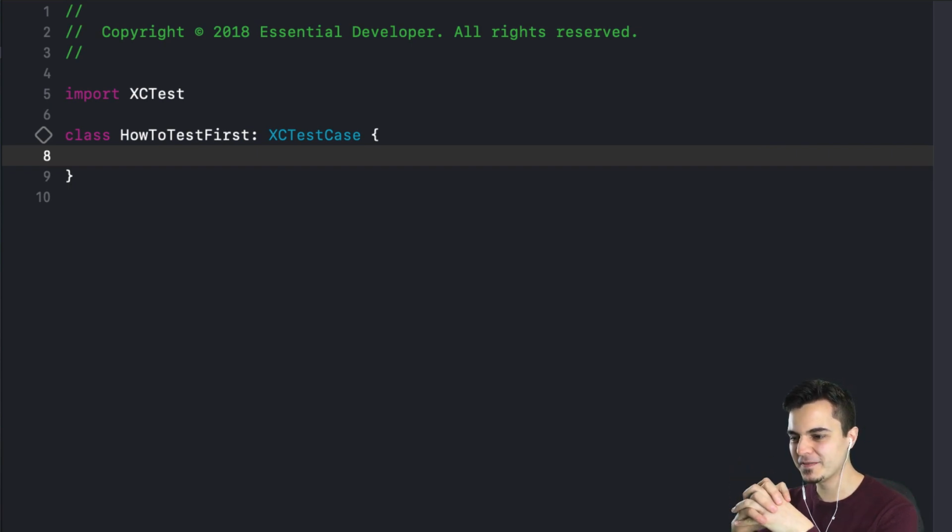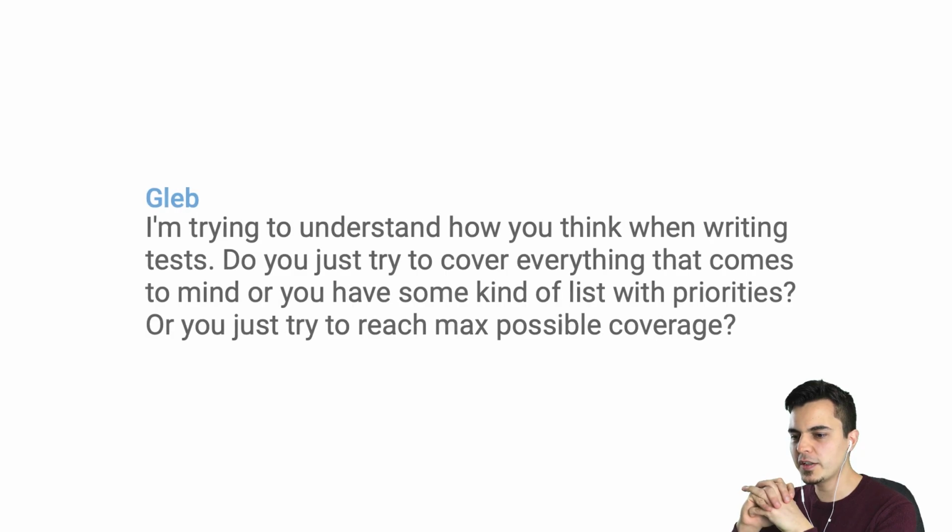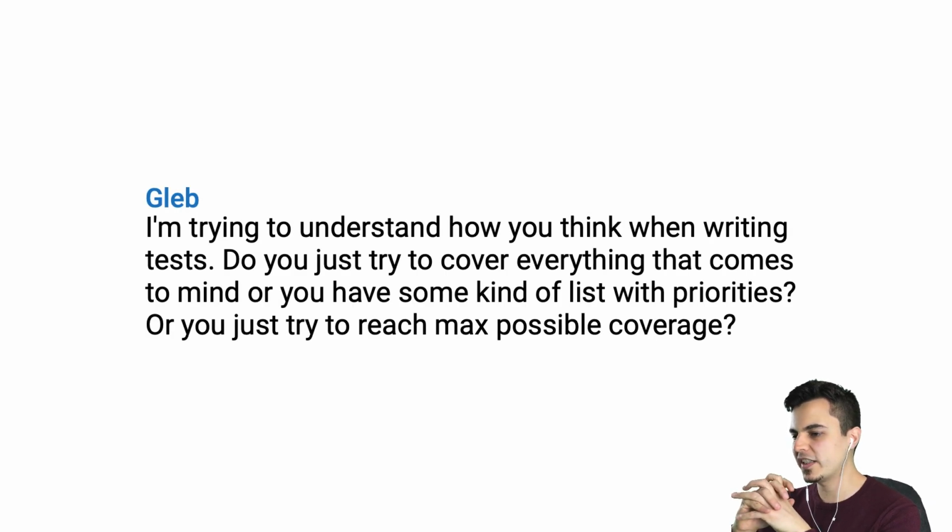So we got a question. A quite important one, if I may add. And probably difficult to answer. Yeah, it's quite difficult to answer in a small episode, but we'll do our best. So the question is, I'm trying to understand how you think when writing tests. Do you just try to cover everything that comes to mind? Or you have some kind of list with priorities? Or just try to reach maximum possible coverage?